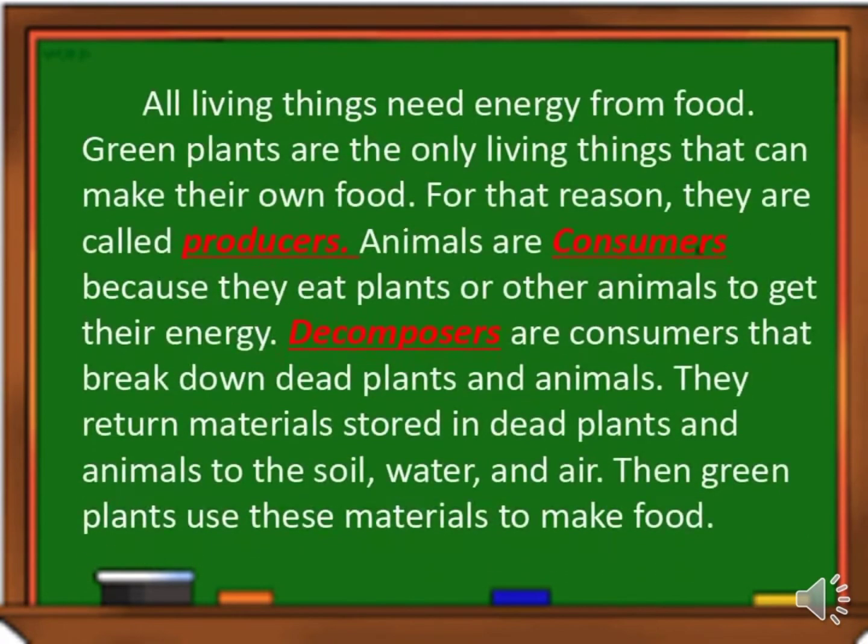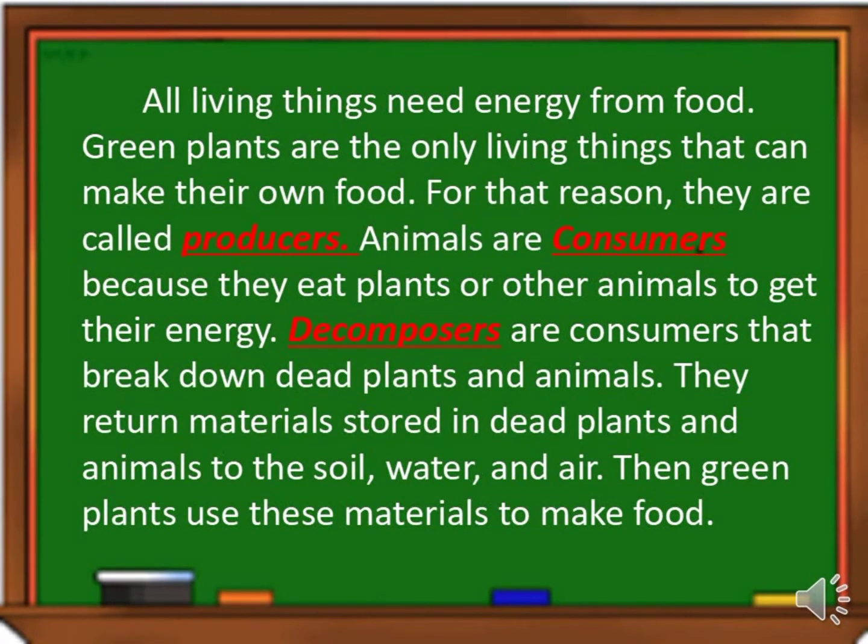All living things need the energy from food. Green plants are the only living things that can make their own food. For that reason, they are called producers. Animals are consumers because they eat plants or other animals to get their energy. Decomposers are consumers that break down dead plants and animals. They return materials stored in dead plants and animals to the soil, water, and air. Then green plants use these materials to make food.